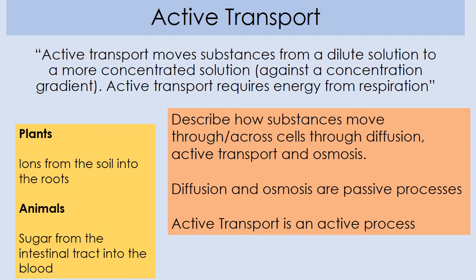So, things you may need to do with transport in cells. You need to describe how substances move through or across cells, either through diffusion, active transport, and osmosis. So remembering that diffusion and osmosis are going down a concentration gradient, active transport is going up a concentration gradient. Because of this, diffusion and osmosis are passive processes, but active transport is an active process. It requires energy.